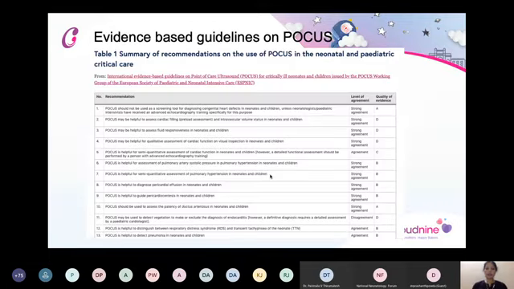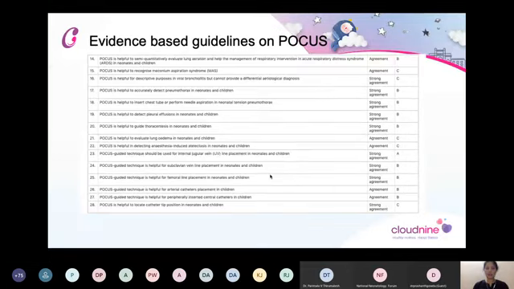And this includes various things that can be looked at with the point of care ultrasound. So it includes the cranial ultrasound, it includes the functional echo, it includes lung ultrasound, abdomen ultrasound for various indications. And I could not actually put all of them in one slide. This is actually a large table. All the 41 recommendations are there.